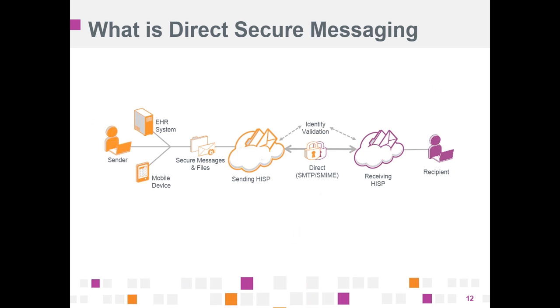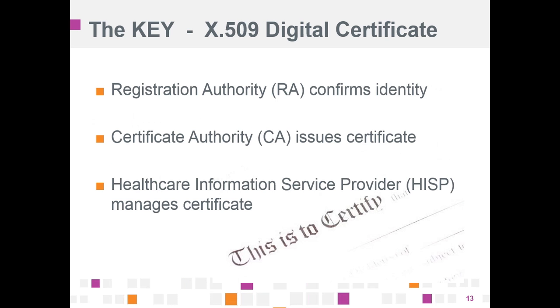Let's talk about those digital certificates. There are three groups that are involved in creating the digital certificates. The RA, or Registration Authority, has the job of confirming you are who you say you are. Most of the HISPs comply with what we call Level of Assurance 3, which basically means we've not only said, yes, you are who you say you are, but we have looked at something like a government ID and gotten confirmation you really are who you say you are.